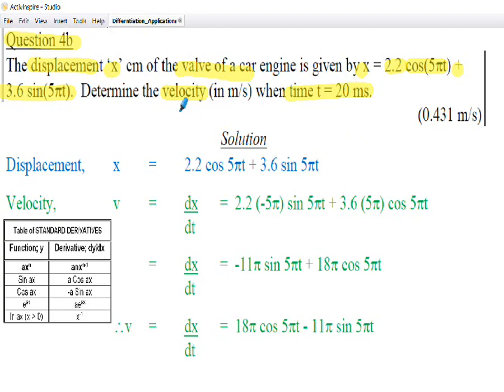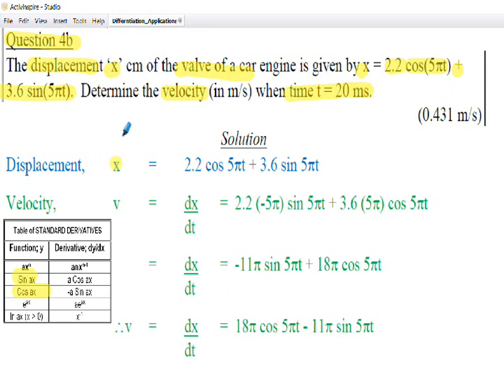Some of you might be thinking, oh, it's a product here. No, it's not a product, because in each term we've just got one function of t. We've got 2.2 cos of 5 pi t. That's one function of t, and added to, not multiplied to, added to the next function, the sine function. Again, that's just a single function of t. So this is not a product. It's a standard form solution of sine ax and cos ax.